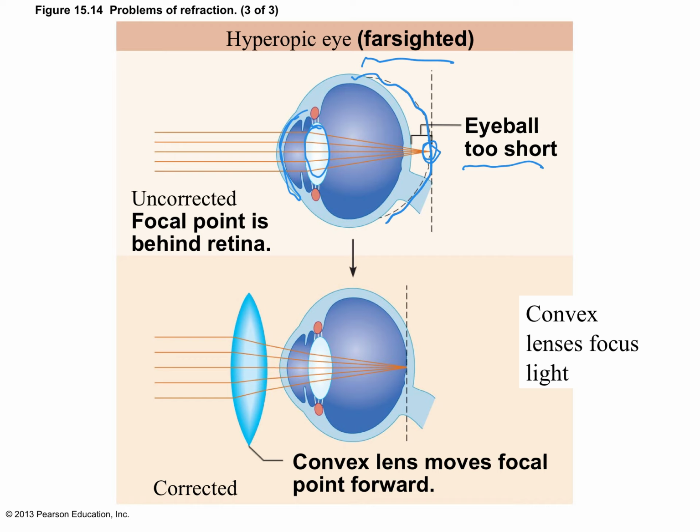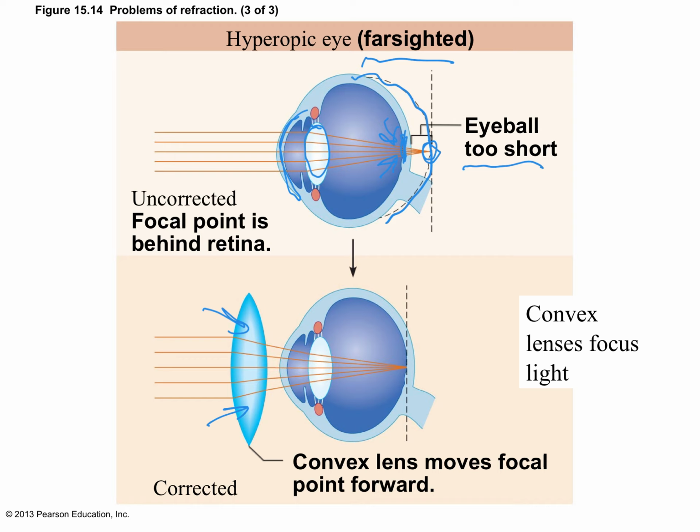If the eyeball is too short, by the time we get to the anatomical fovea, we still see, like in the prior slide, that the rays are scattered. That will lead to blurry vision. And you see this more with farsighted people. That means you can see far away, so seeing up close is a little bit more difficult. So in this case, we use a convex lens, which is going out on both sides, and that moves the focal point forward to accommodate the eyeball being too short anatomically.